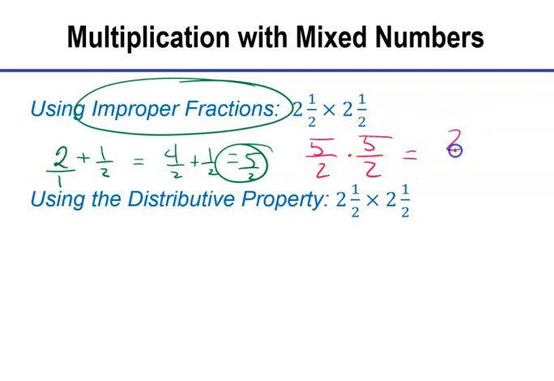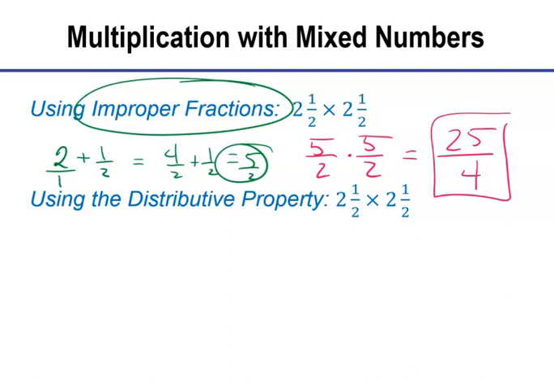5 times 5 is 25. And then 2 times 2 is 4. And that is in simplified form. Now here they want us to use the distributive property. So they don't want us to change it to an improper fraction. Can we do that? You bet we can.